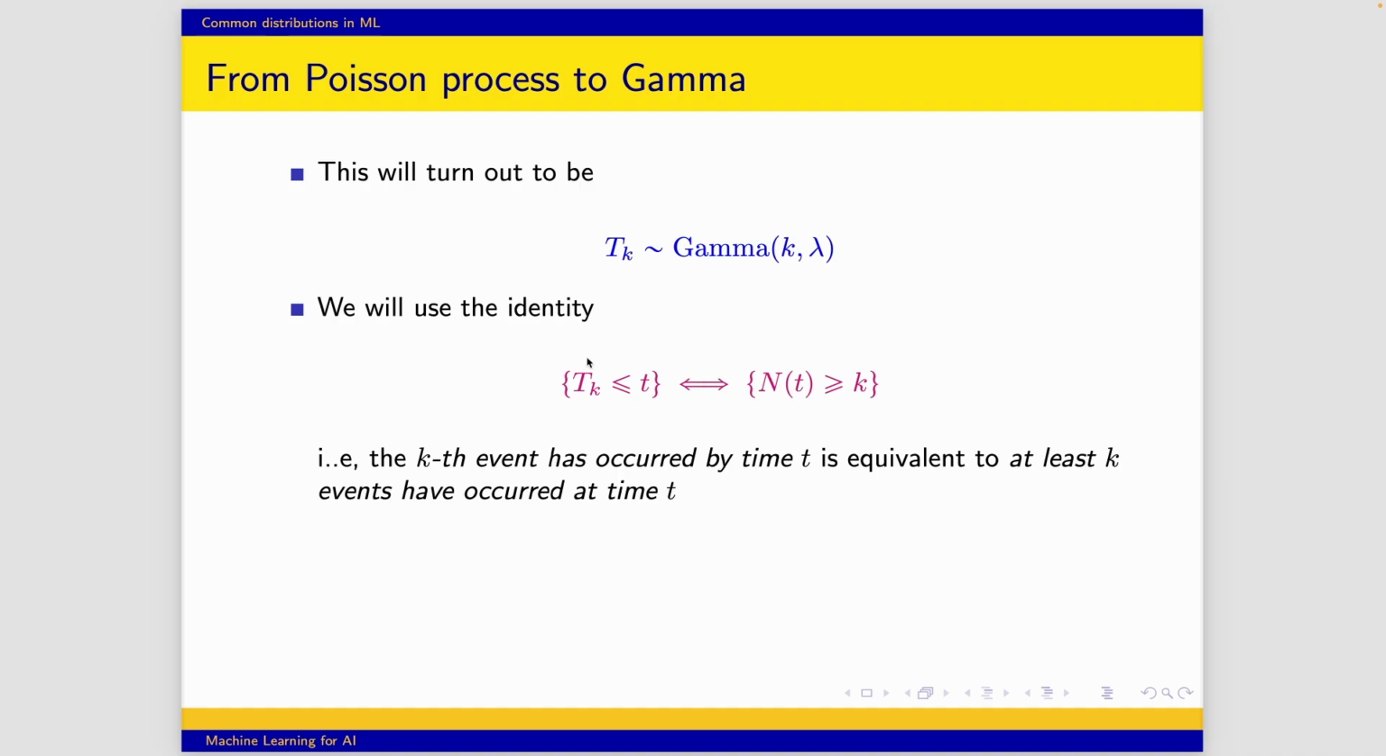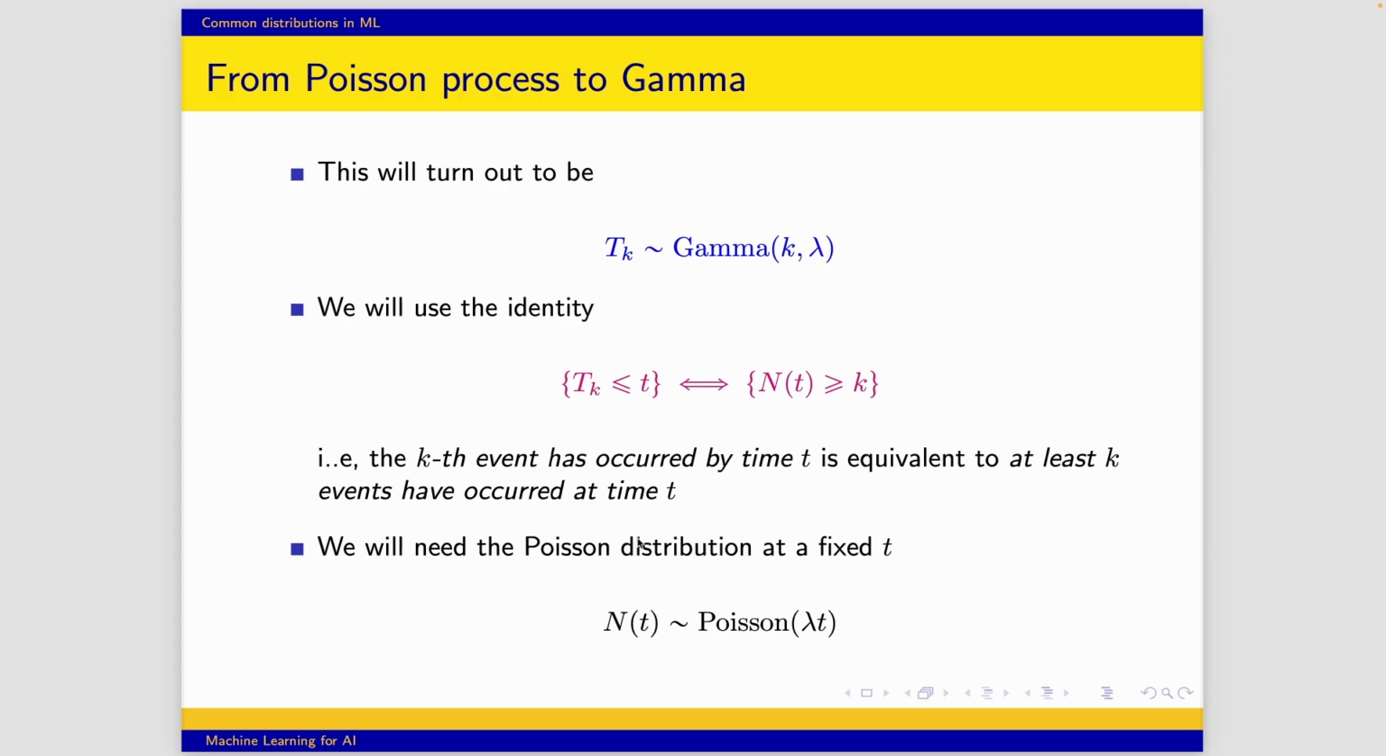Now we're going to use this identity, or this duality, that the event T_k less than or equal to t is equivalent, in the underlying sample space, to the event that N_t, the number of events that have occurred by some time t, is greater than or equal to k. This is obviously true, right? Both of them denote the fact that by time t, at least k events have occurred.